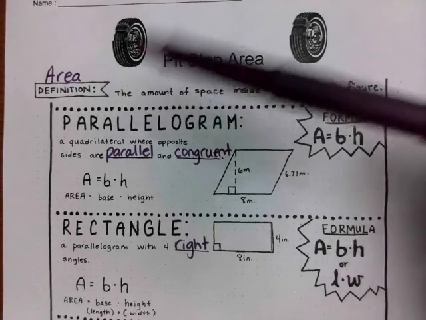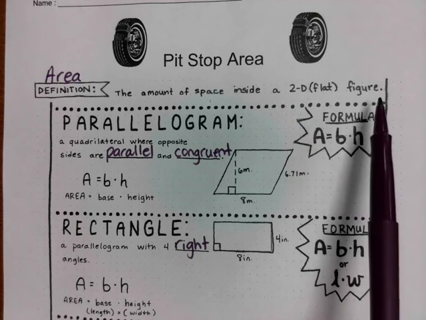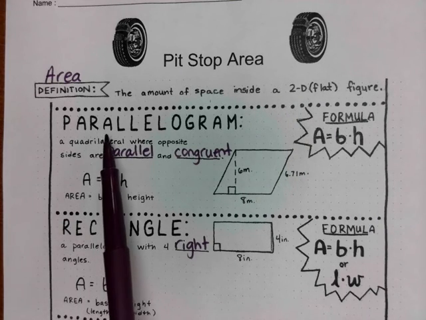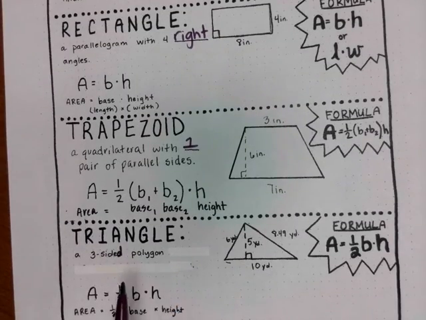Alright, so area, the definition of area is the amount of space inside a 2D or a flat figure. So we're going to look at a parallelogram, a rectangle, trapezoid, and a triangle.